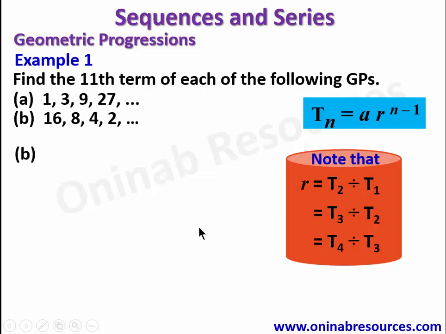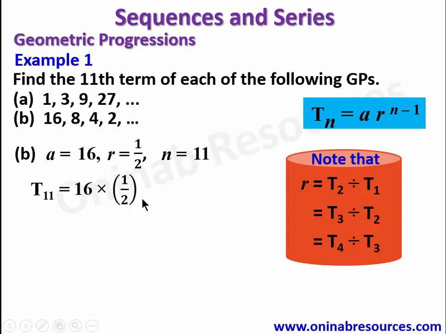Then we go to example 1b. Our first term here is 16. Our common ratio, which is T2 divided by T1, is T2, 8, divided by T1, which is 16. r will give us 1 over 2, and our n still remains 11. Now to find our T11 for this sequence, we have our a to be 16 times r, which is 1 over 2, raised to power 11 minus 1.